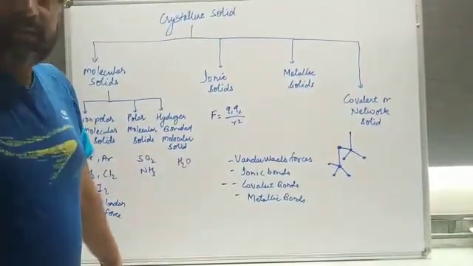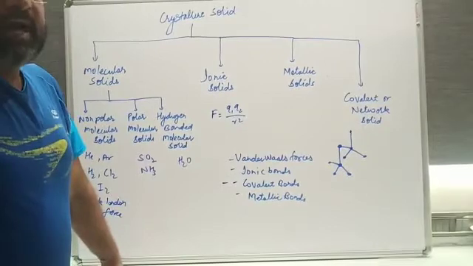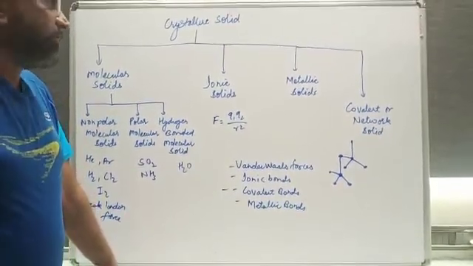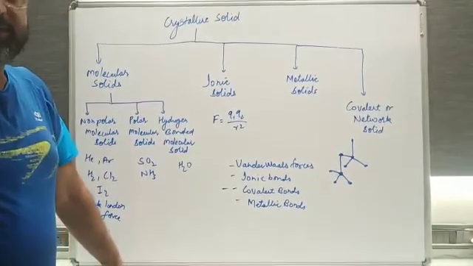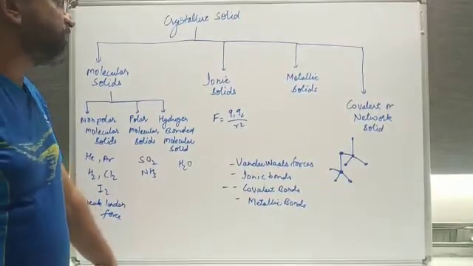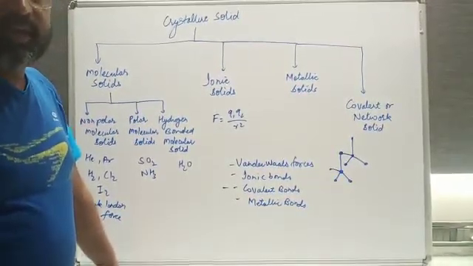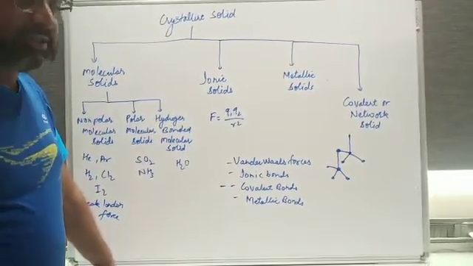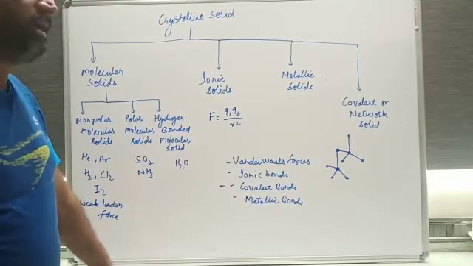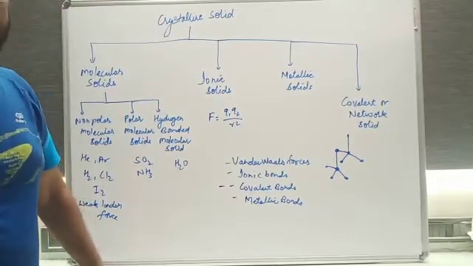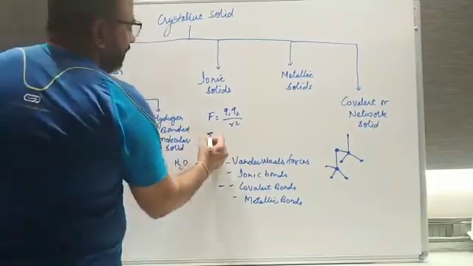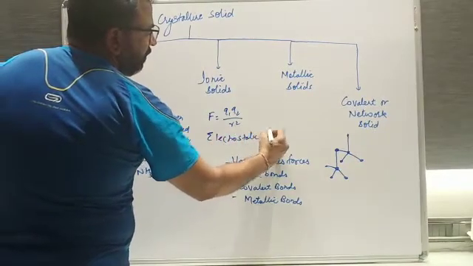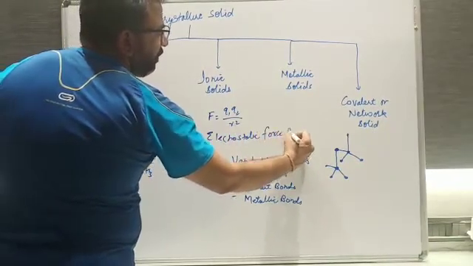Now come to the second one, that is your ionic crystalline solid. In that you have seen the ionic bond formation. Is it clear? So in that, cation and anion species will be there. These two ions, cations and anions, will be attracted by a specific type of force of attraction, called the Coulombic force of attraction, which is also known as the electrostatic force of attraction.